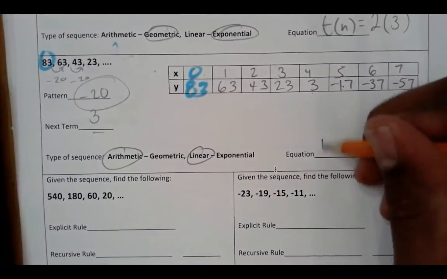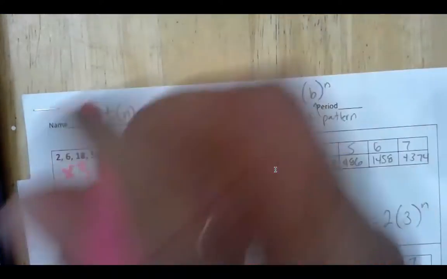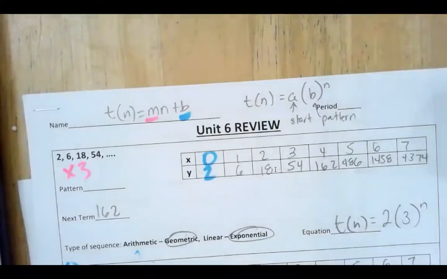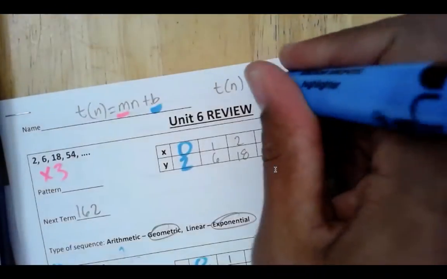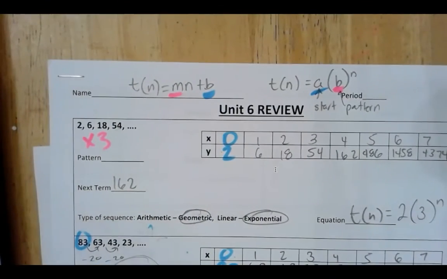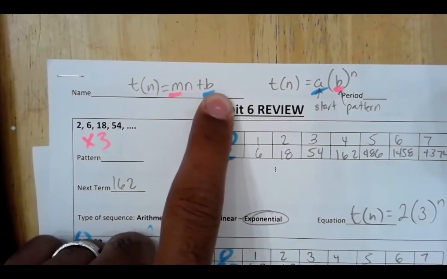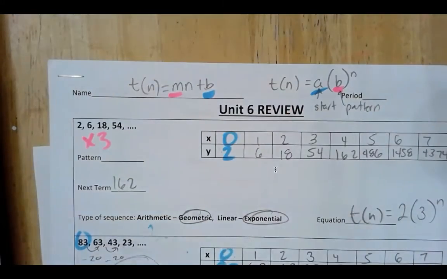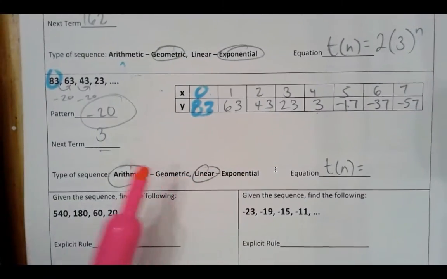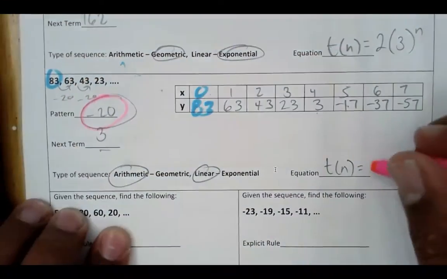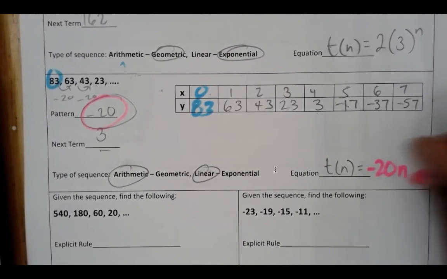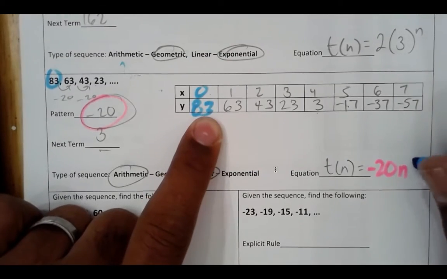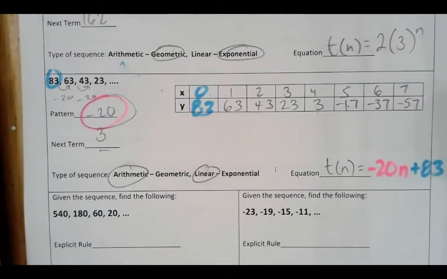Okay, so we're going to do T of n, and the m, again, is your pattern. The b is the starting value. So going back to here, I'm going to highlight this is the pattern, and this is the starting value. So it's kind of flipped around. Over here, we start with the pattern, and then the start value. Here, we start with the start value, then we end with the pattern when we set up the equation. Okay, so again, the pattern is minus 20, so negative 20n, and then it's a positive 83, so we're going to plus 83, okay?